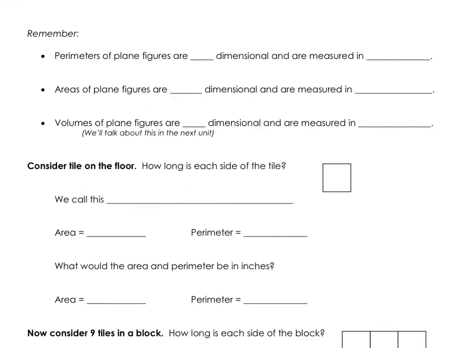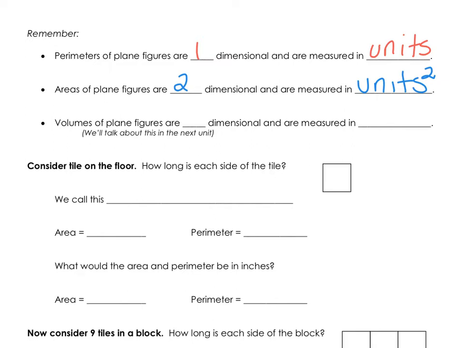Okay. So what we say is that the perimeters of plane figures are one-dimensional, and they're measured in straight-up units: feet, meters, yards, miles. Whereas the areas of plane figures are two-dimensional, and they're measured in square units, or sometimes we say units squared with a little superscript 2 like that, just like if we're squaring a number. It might be feet squared or square meters or whatever.